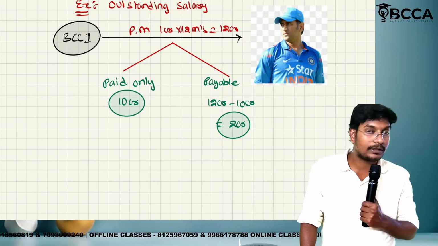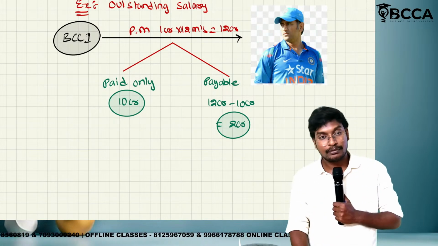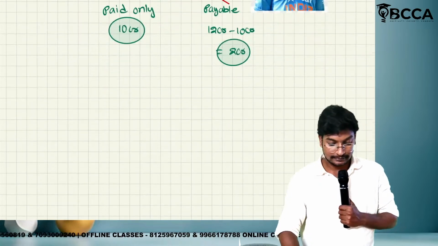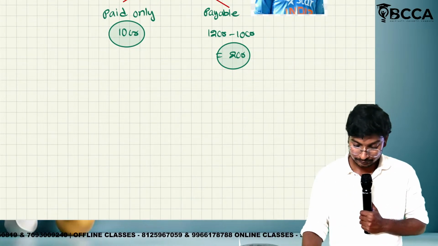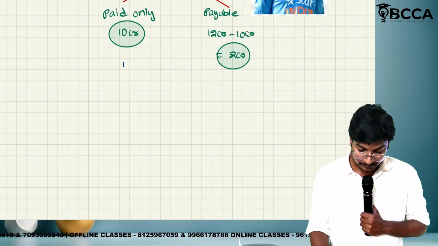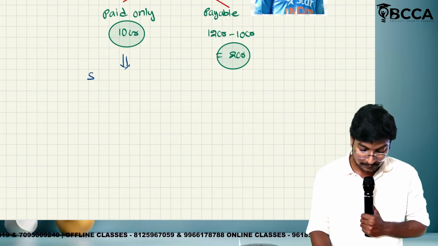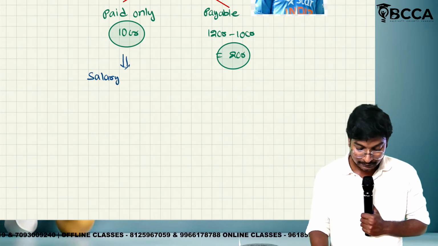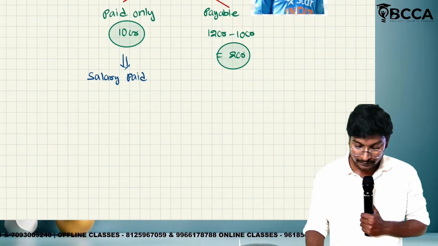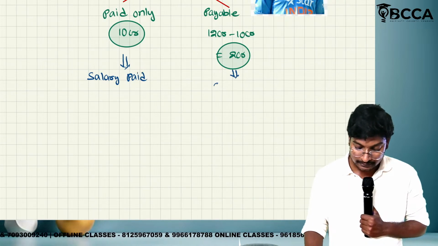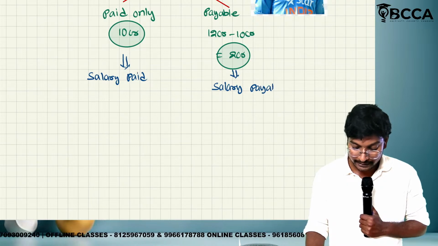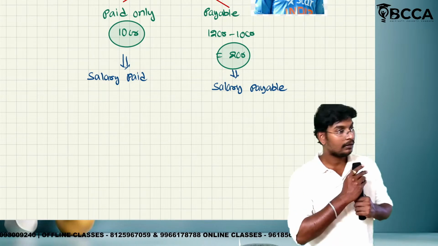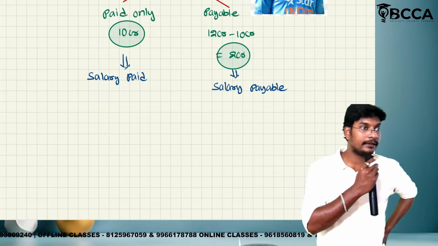Paid is called what? Normal salary. Payable is called what? Outstanding salary. This is called salary paid. And here this one is called salary payable. Salary paid and salary payable.